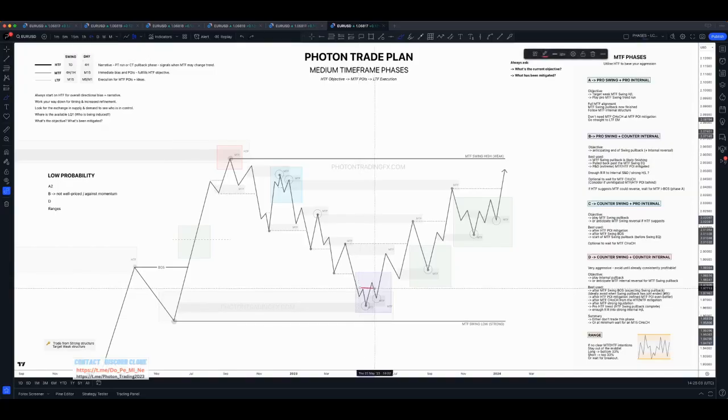And even maybe waiting for like an M15 shock or a medium time frame shock can help with that, because at that moment you are trading against that internal structure and order flow, right? So this is an okay area to trade phase B.